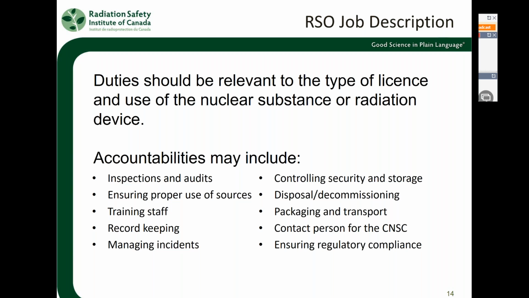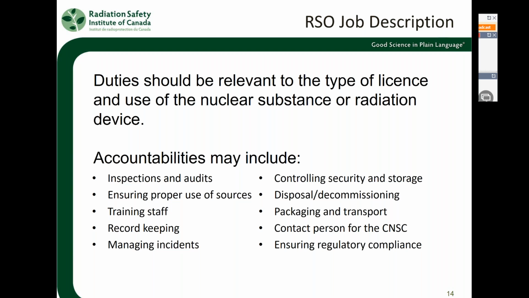Whenever you use the License Application Guide to help you develop the program, you'll want to make sure to tailor it to your specific use. The CNSC is completely fine with you copying exactly from the guide, but you do want to tailor it to your use of sources. So if the guide suggests that the Radiation Safety Officer is responsible for monitoring contamination, but you only use sealed sources, you'll want to exclude that from the list of duties. Otherwise, it raises questions as to why your sealed sources are a contamination hazard all the time.